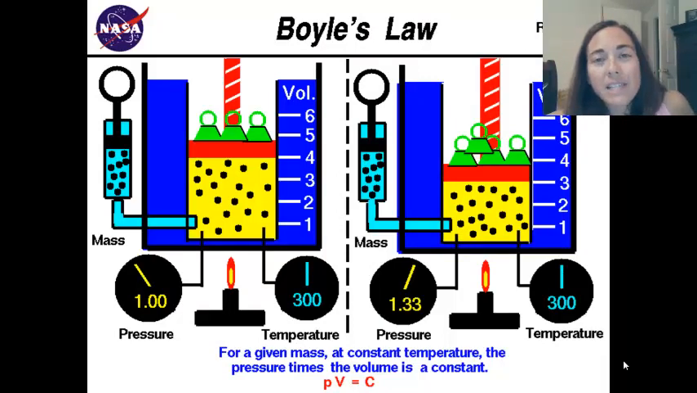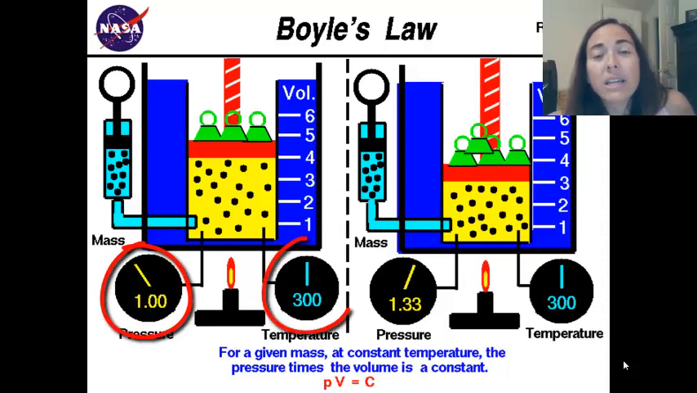Now this first experiment is called Boyle's law. On the left slide you see that the volume of the container is 4 liters. That's the yellow box in the cartoon. The mass of the gas is indicated by the number of black dots. And below the yellow box, the pressure on that left side is 1 atmosphere. The temperature is 300 Kelvin.